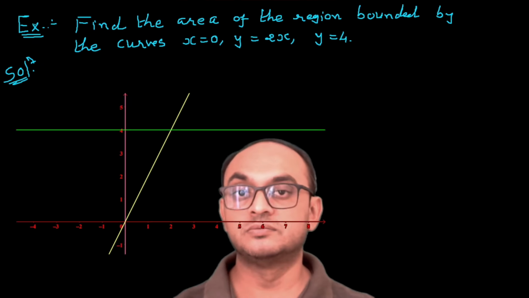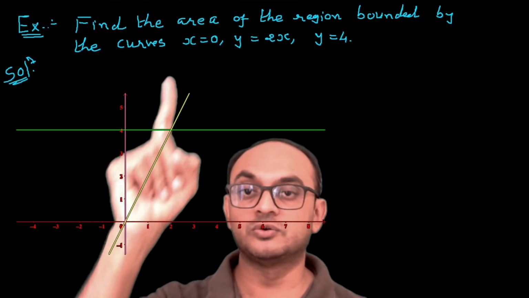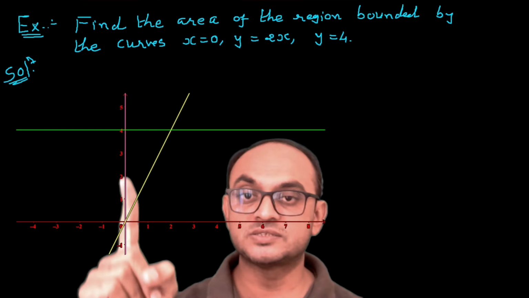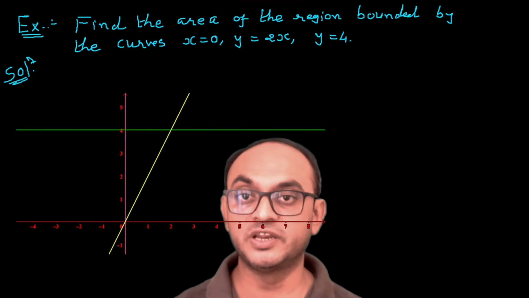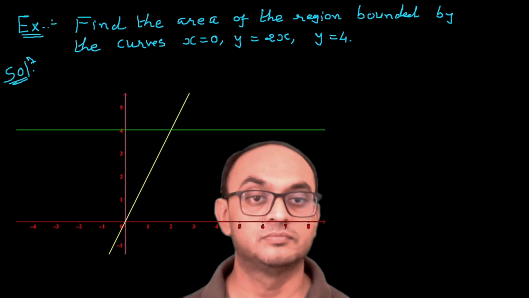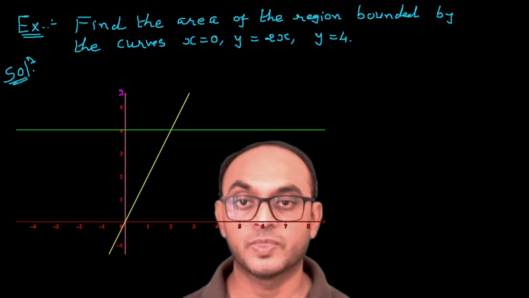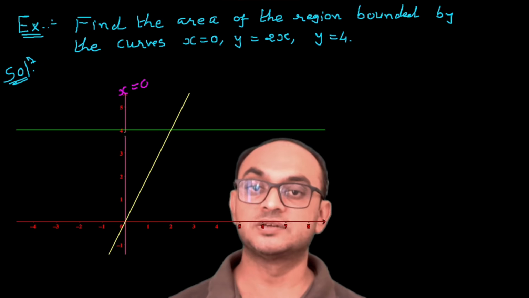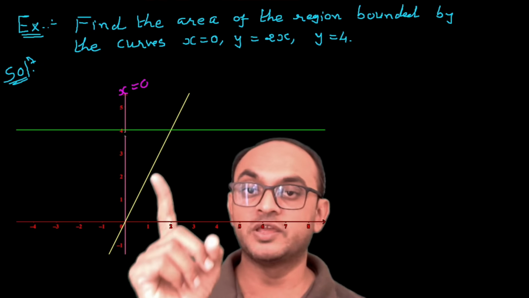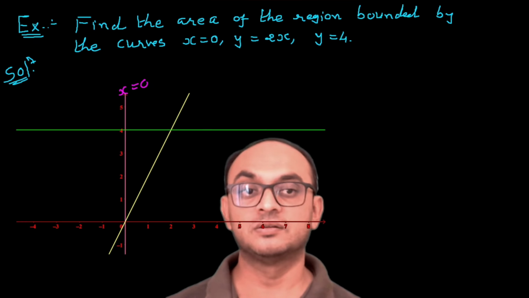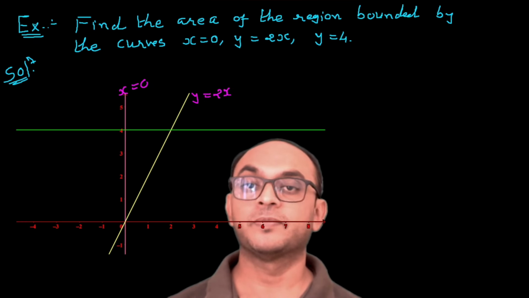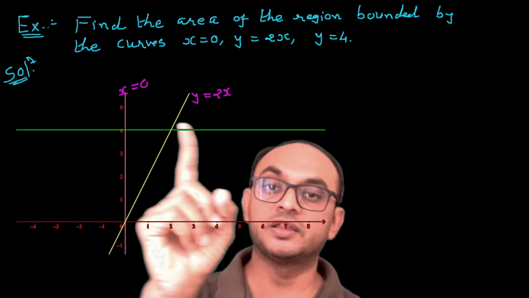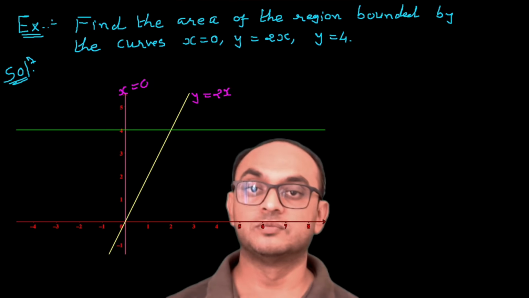So here we have the curves. The curve x equal to 0 is this line, x equal to 0. Next, the line y equal to 2x is this line, y is equal to 2x, and this horizontal line is y equal to 4.